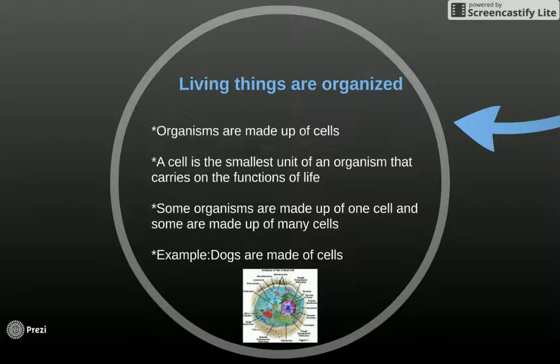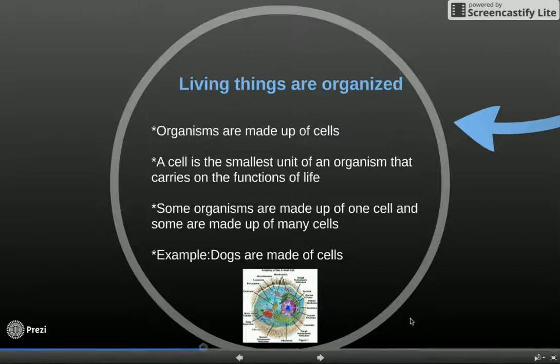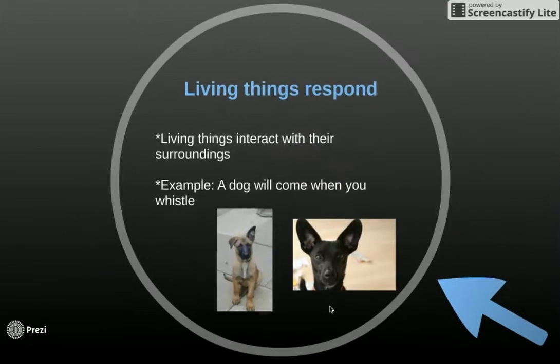So it's the smallest thing inside a living thing that pretty much carries on all the things in our body that we do. As I said before, some organisms are made up of one cell and some are made up of many cells. We are made up of many cells. So dogs are made up of many cells. And this is a picture of a cell right down here of an animal cell. We'll talk more about those in the future.